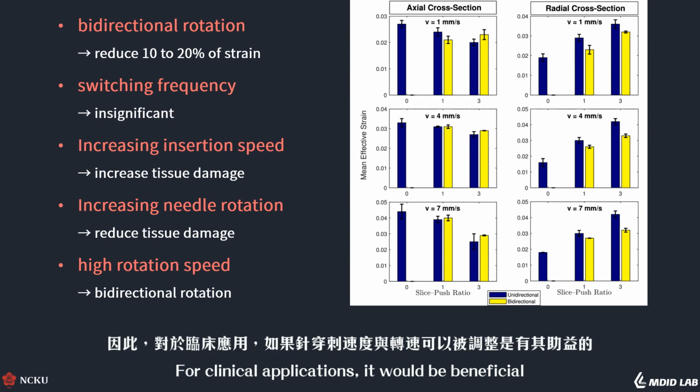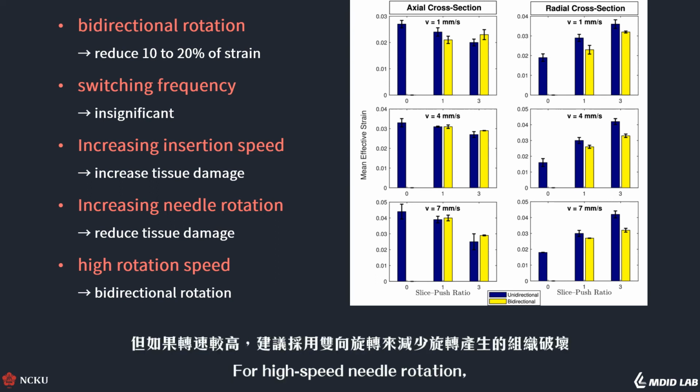For clinical applications, it would be beneficial if the rotation and insertion speed of needle can be adjusted. For high-speed needle rotation, bidirectional rotation is preferred to reduce tissue damage.